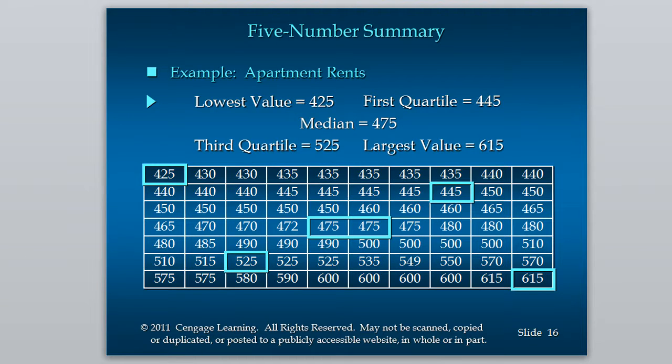So in our apartment rent data, if you line them up from small to large, we have the smallest value, the largest value right here, 615, and we have the median. Since we have an even number of data points, the middle of these two, which is still 475, is the median, and the middle of the first half is Q1, the first quartile. The middle of the second half, 525, is the third quartile. So these are the 5 numbers.